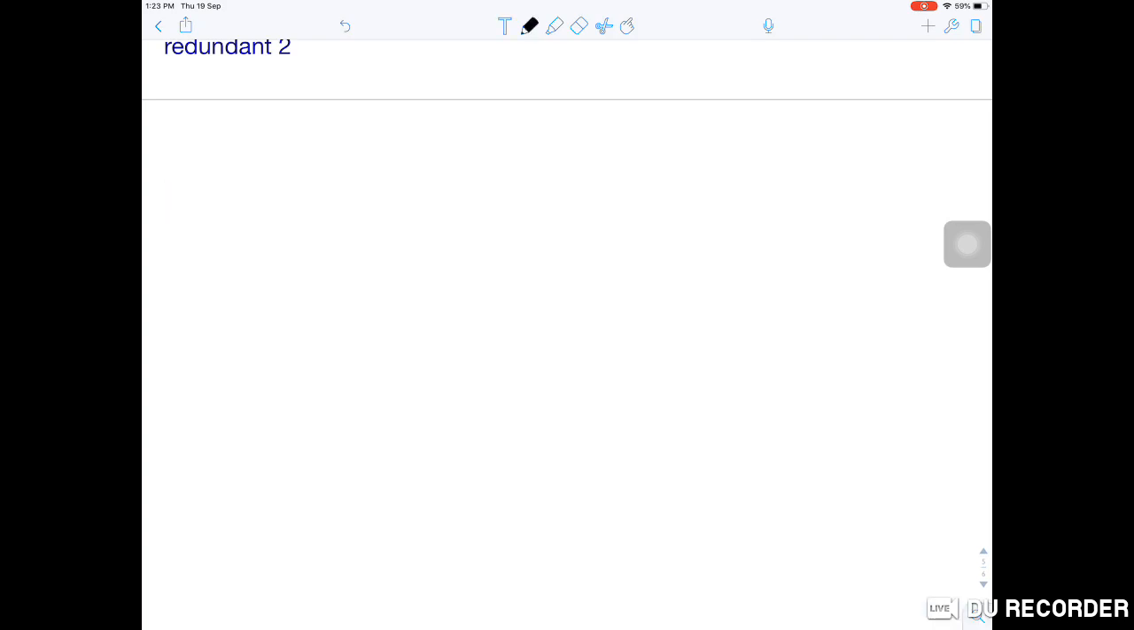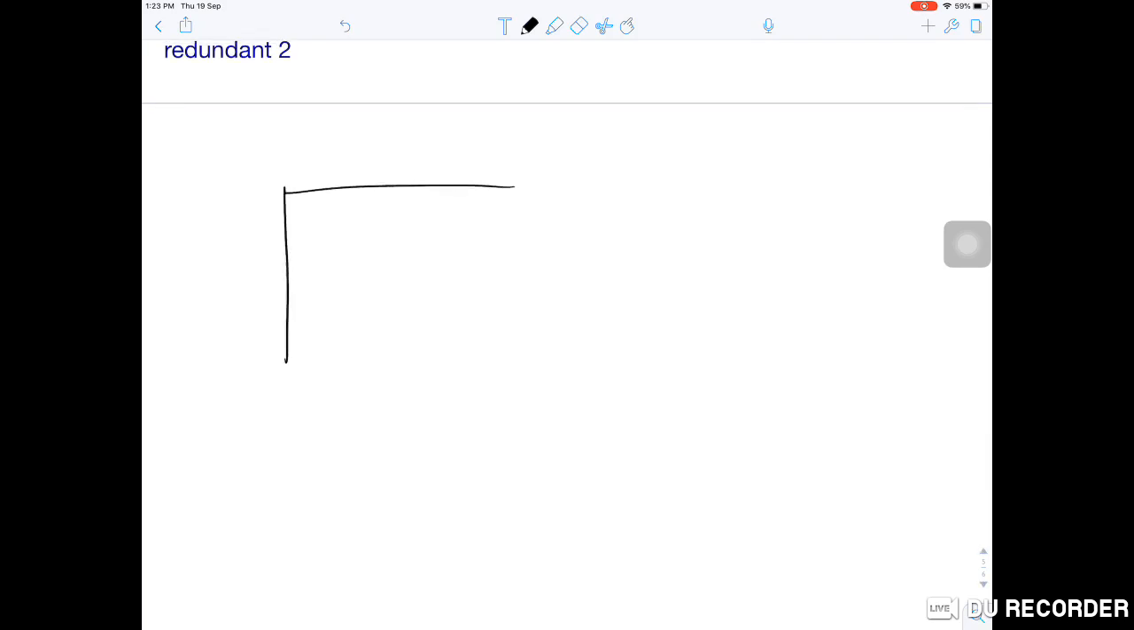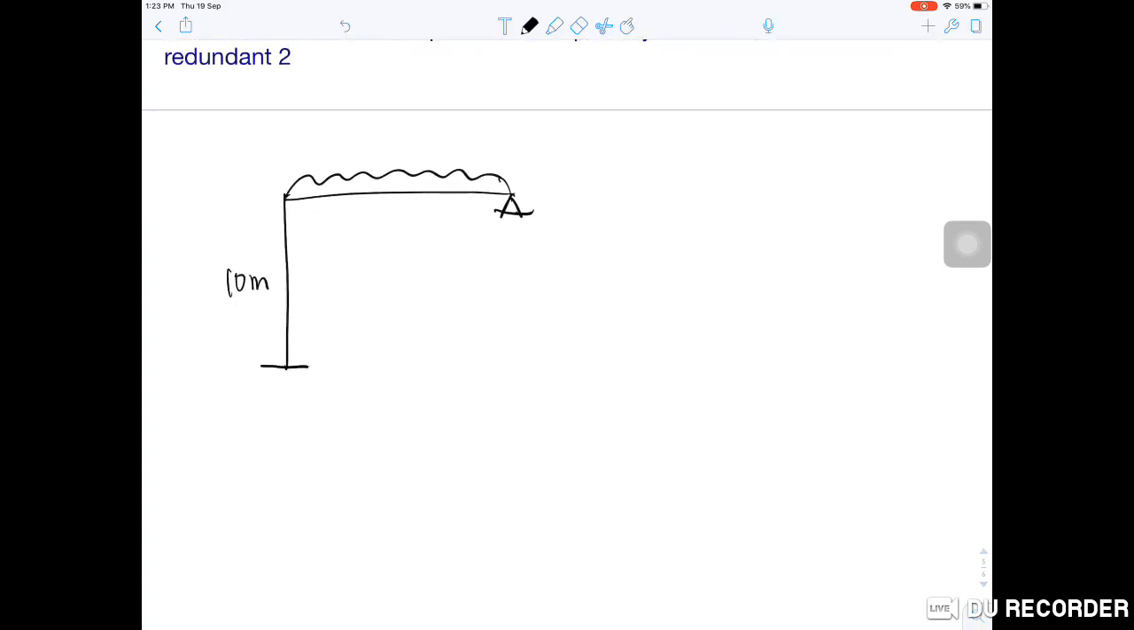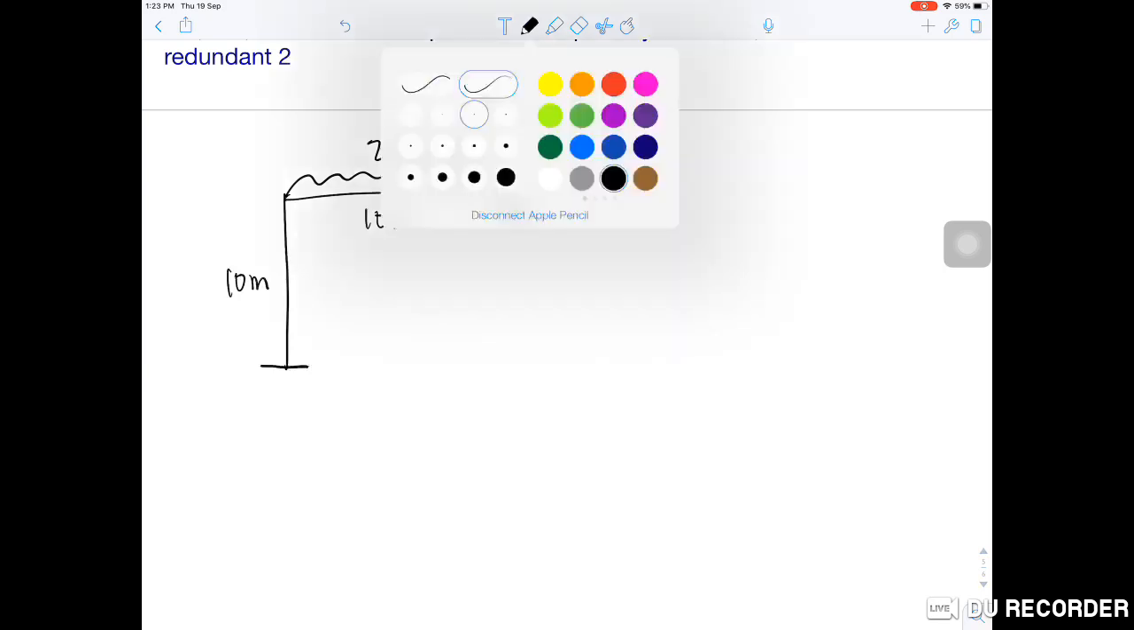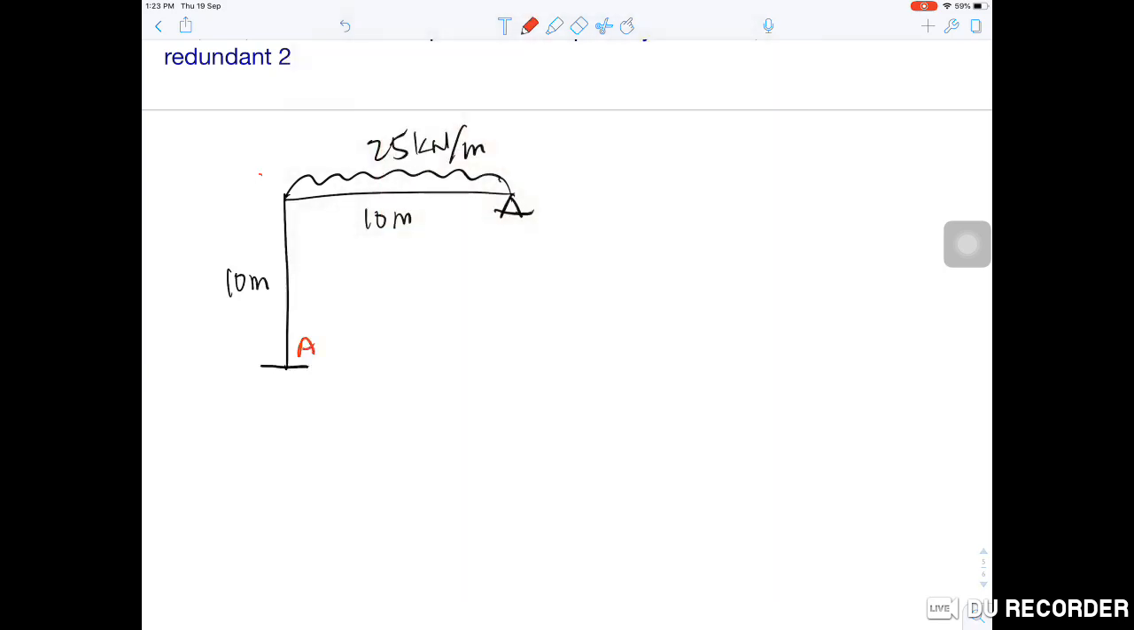Let's say I have a beam. Sorry, I want to choose a frame. Okay, a frame. I have a frame like this. Fixed here, pin here. This is 10 meter, 10 meter. This is 25 kilonewton per meter. Okay, this is A, B, and C.